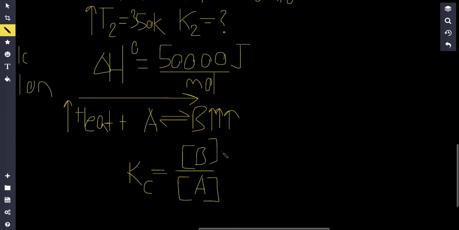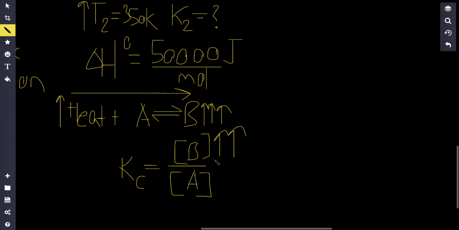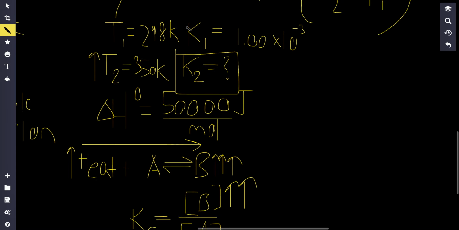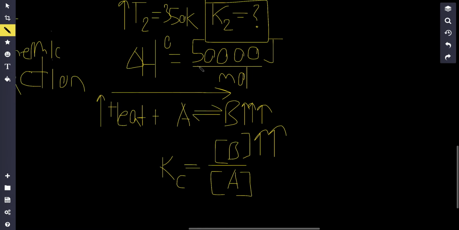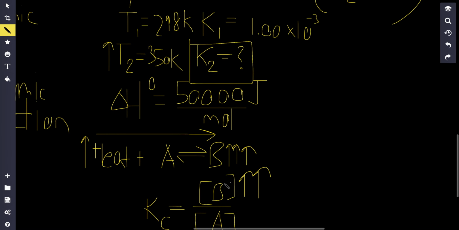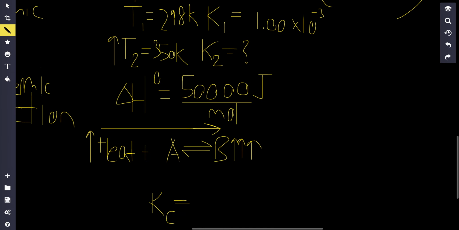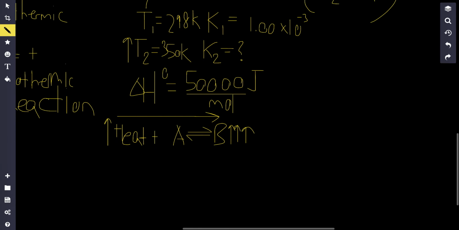So in this case, if I'm increasing the amount of products, I'm expecting that my answer for K2 is going to be greater than what I originally started with, because the products are in the numerator. So I'm expecting that my equilibrium constant increases for this K2 right over here. That's just a prediction though. Let's actually do the calculation.